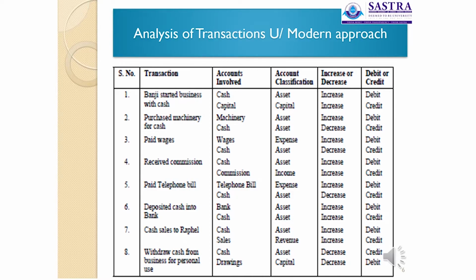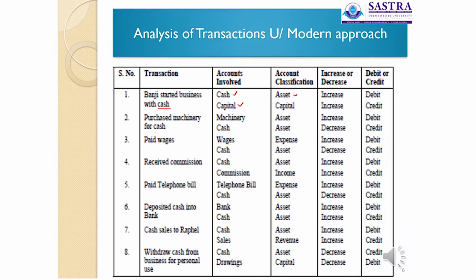Started business with cash. Here what are the accounts involved? First you have to identify what are the accounts involved in the transaction. Banji started business with cash. Here one is cash account and another one is capital account. So in this transaction there are two accounts involved. On the basis of accounting classification, a cash account is relating to assets, capital account the same one.